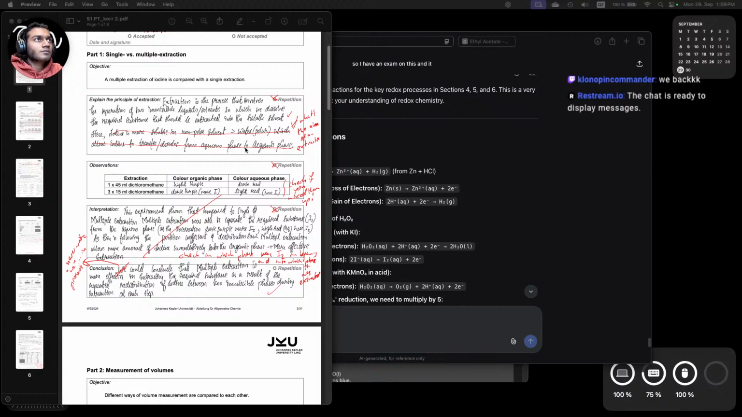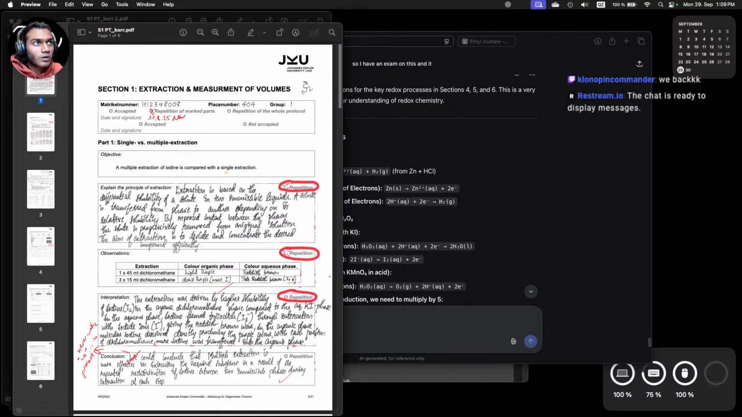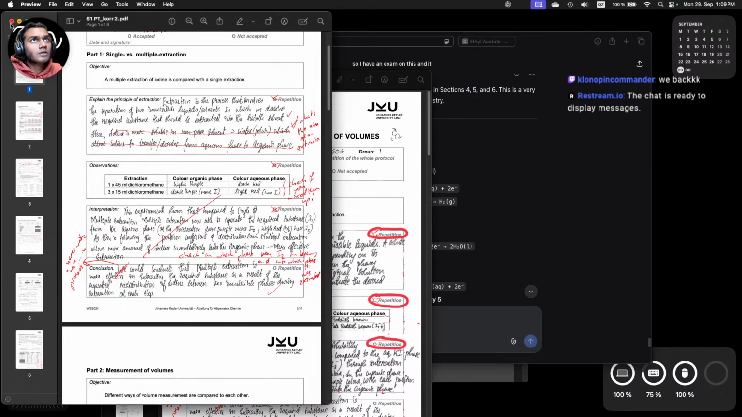What is the aim of the extraction? I think this is not the one. I think this is the one. Yeah, that's the one.